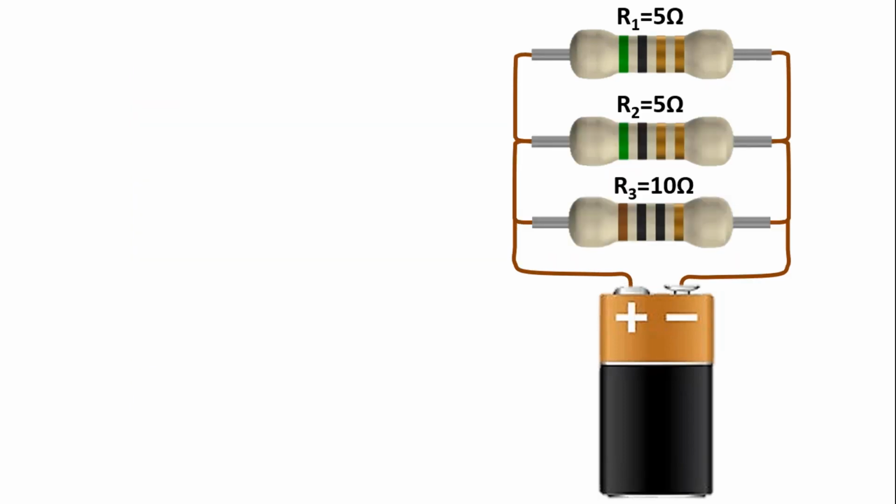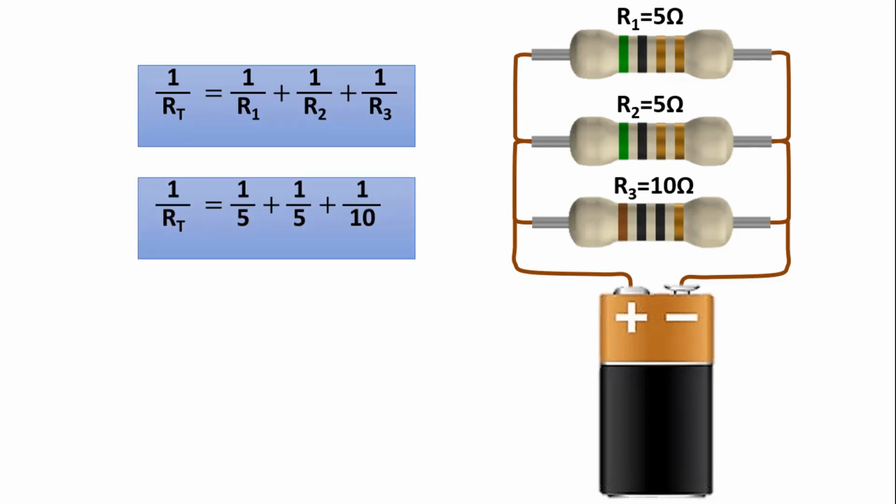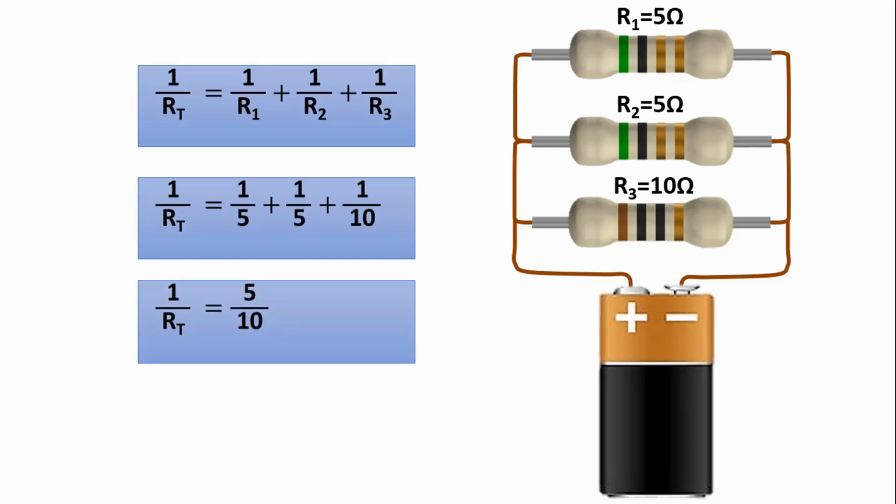Well, let's add another 10 ohm resistor R3. The inverse of the total resistance will be 1 over R1 plus 1 over R2 plus 1 over R3. From 1 over 5 ohms plus 1 over 5 ohms plus 1 over 10 ohms, the inverse of the total resistance will be equal to 5 over 10. When you invert it, the total resistance will be 2 ohms. In parallel connection, the total resistance is less than the smallest resistance. For example, let's say we connect two resistors of 1 ohm and 100 ohms in parallel. The total resistance will be less than 1 ohm.